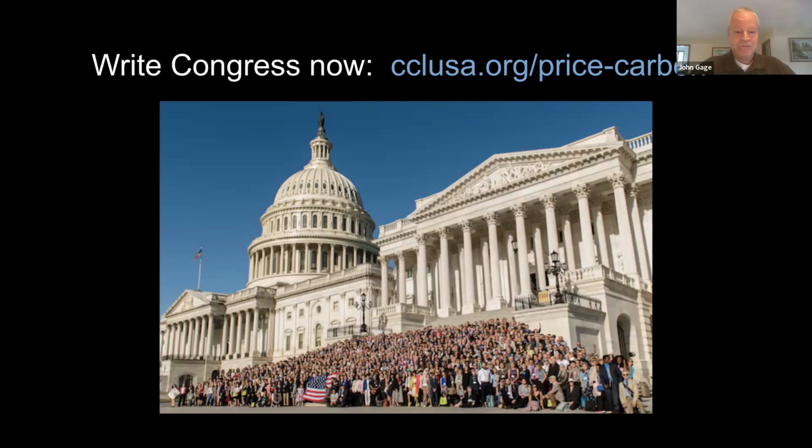You can help us when we join Congress in June at our conference. We're going to be showing them the graph that I showed you in the beginning about the policies that can let the US come close to meeting its 50% emissions reduction goal. And we're going to be asking them again to legislate a carbon fee and dividend bill. So this webpage, cclusa.org/price-carbon, will ask for your contact information and then create a message for you asking for that. You can add a sentence or two about your concern about climate change and then send it to your members of Congress.